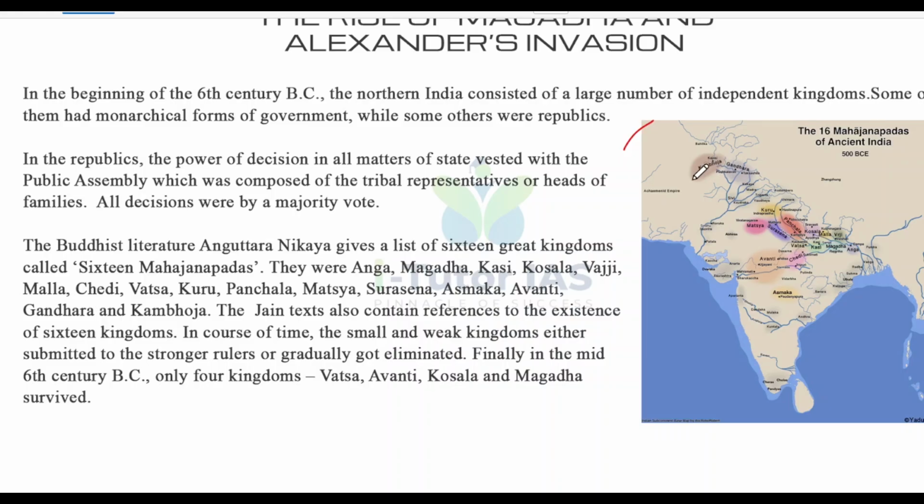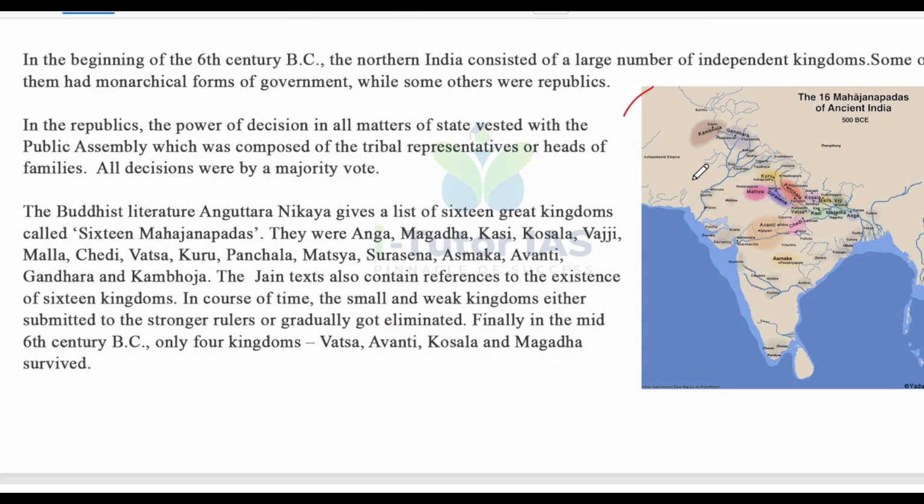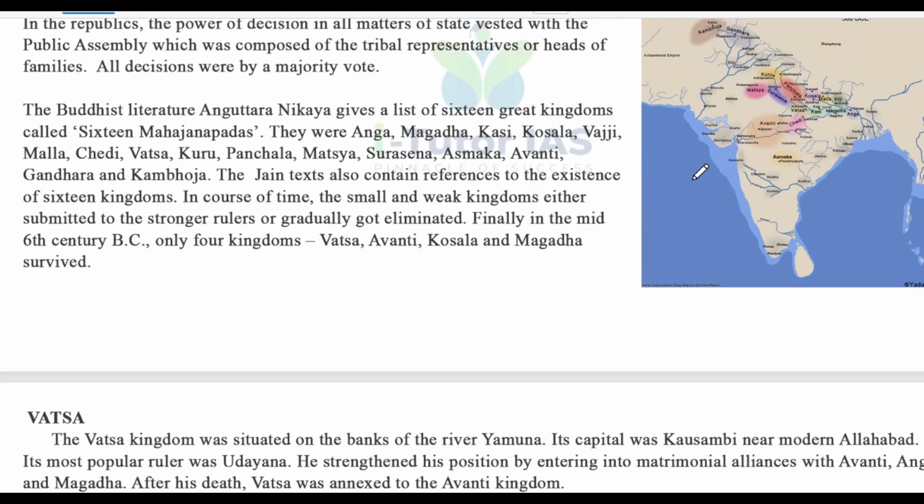The Jain texts also contain reference to the existence of 16 kingdoms. In course of time, the small and weak kingdoms either submitted to the stronger rulers or gradually got eliminated. Finally, in the mid 6th century BC, only four kingdoms, that is Vatsa, Avanti, Koshala, and Magadha, survived.